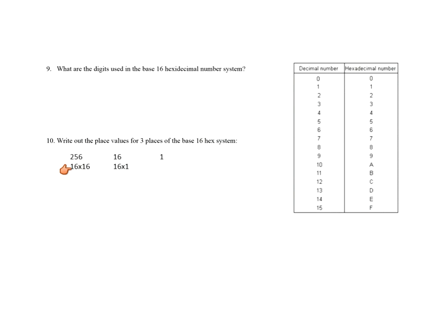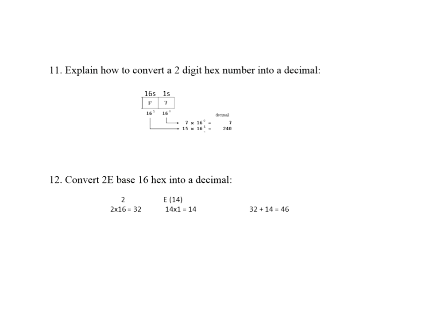This would be 16 times 16. And if you wanted the next place over, even though we're not doing it here, it would be 256 times 16 for the next place value. So that's what we mean by place values for base 16. How do you convert a 2-digit hex number into a decimal? It's just like binary. Well, we know the first place value is the ones place. The second place value is 1 times 16, which would be the 16's place.